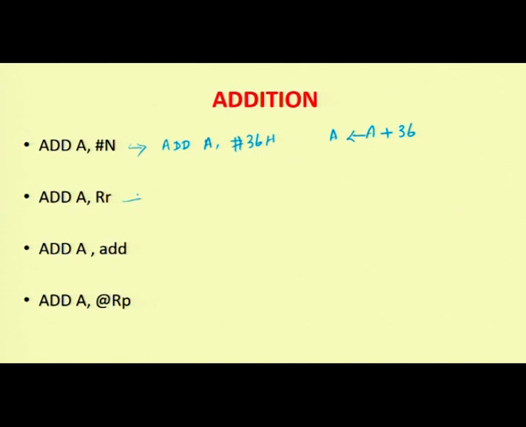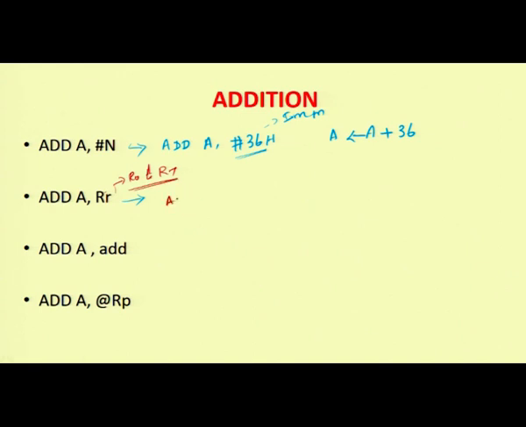In this instruction, what is the name of this addressing mode? Yes, the data is directly given here, so it is named immediate addressing mode. The another one is add A comma Rn. What does it represent? This is a register addressing mode, right? Both are registers. This Rn will be any one of the registers from R0 to R7. Among these you can specify any one register.